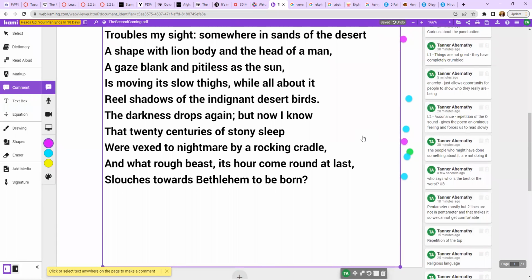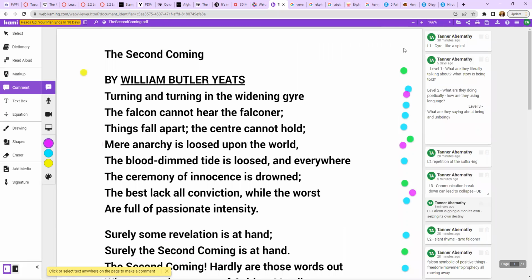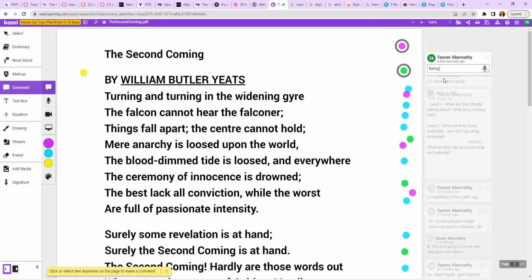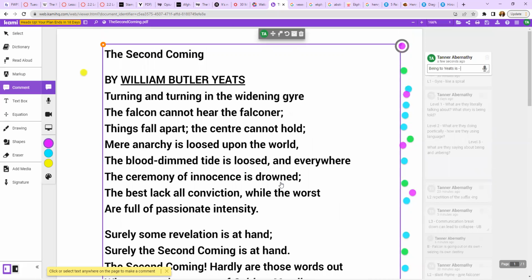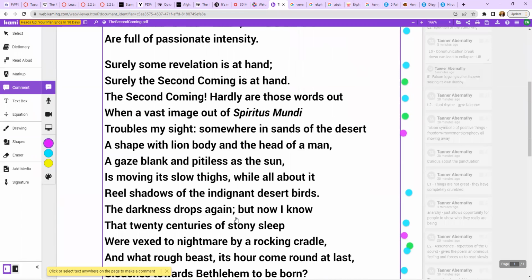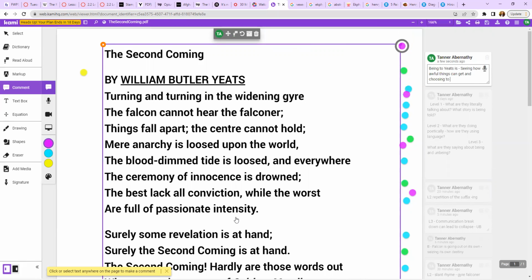And let's see, being and unbeing. If we had to answer the question, what would Yeats say being is? Let's just do that. Being to Yeats is seeing how awful things can get and choosing to live despite, right? So, and that's, I'm kind of taking it from here.